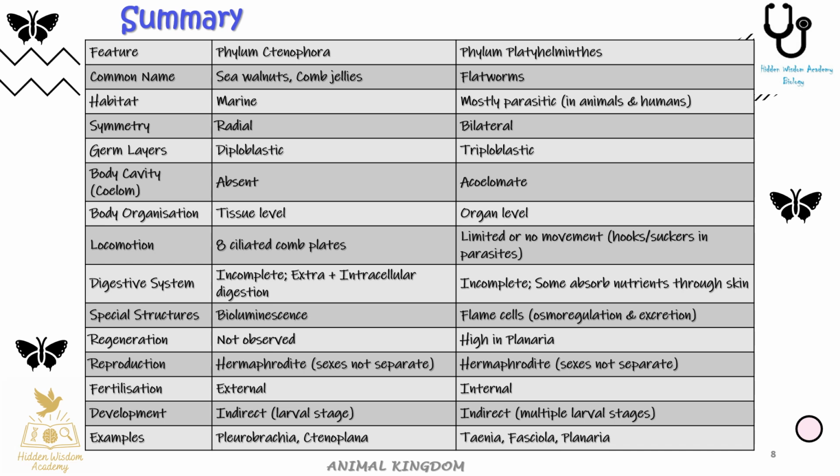Both are hermaphrodites, meaning sexes are not separate. Fertilization is external in ctenophores, while internal in platyhelminths. Development is indirect in both, with larval stages present. Examples of ctenophora include Pleurobrachia and Ctenoplana. Examples of platyhelminths include Taenia, Fasciola, and Planaria.